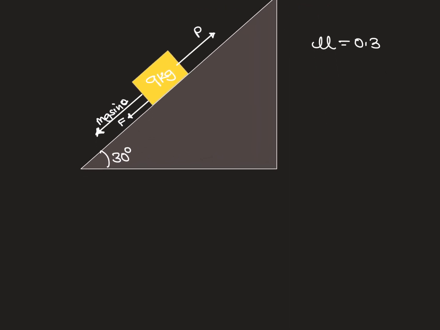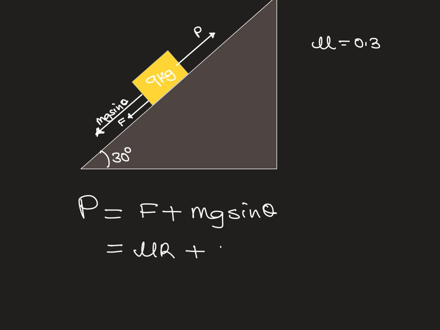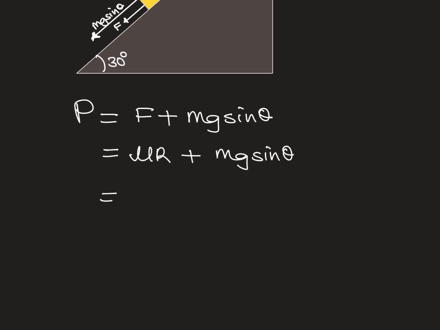And if it is in limiting equilibrium, it means that P must be equal to F plus mg sine theta. But what is F? F is mu R, then plus mg sine theta. So that will be mu, what is R? R is mg cos theta, then plus mg sine theta.